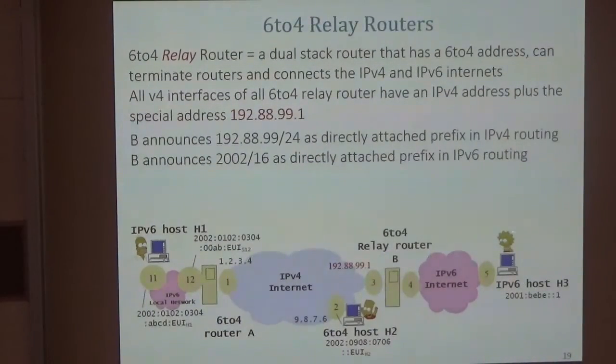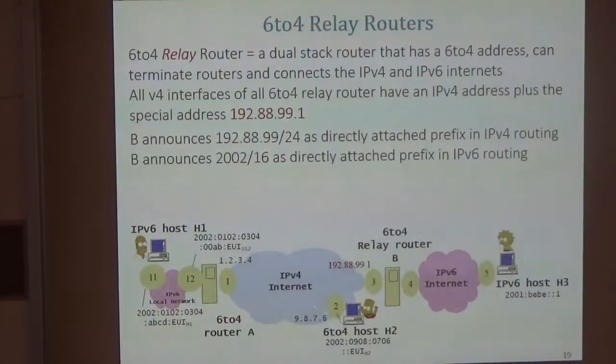Which means that if I send a packet now from H5 to H1, for example, the destination address is this one. So we can send to this host as if everything was pure IPv6. Now, by virtue of routing, it will reach one of these routers that now will know, because it's a relay router, that it has to send it over IPv4.